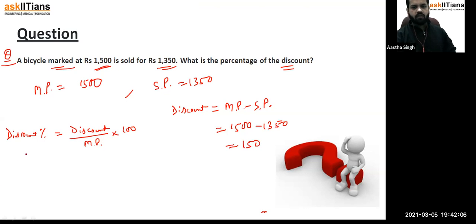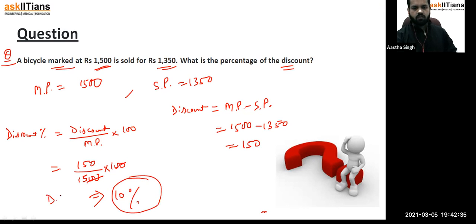Okay. Just put it in the formula. You require the discount percent. So discount is 150 that you have calculated. Market price is 1500, multiplied by 100. Okay, guys, so 20 will cancel out 20. 150 upon 15 is what? 10 percent. So this is the discount percentage. Discount percentage is 10 percent, right?